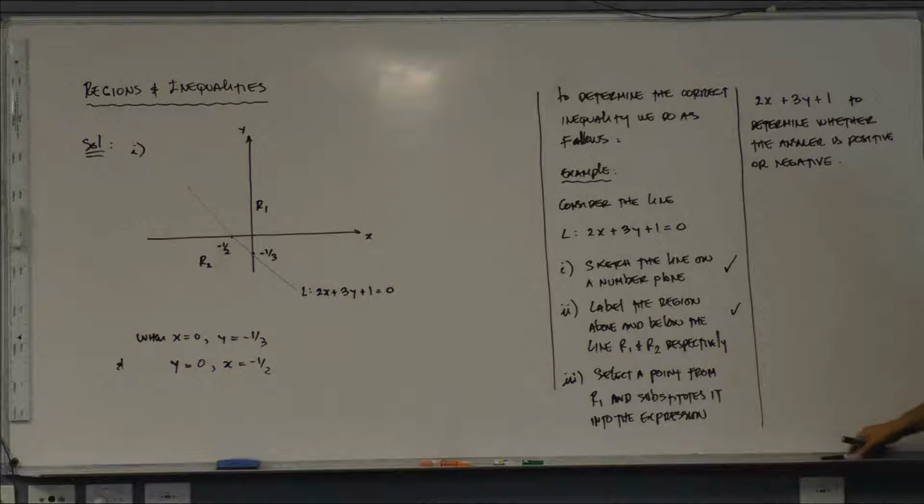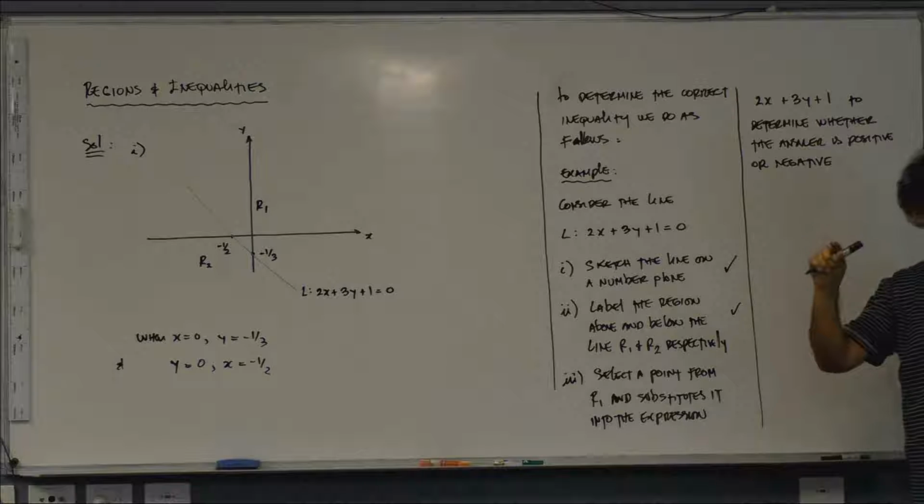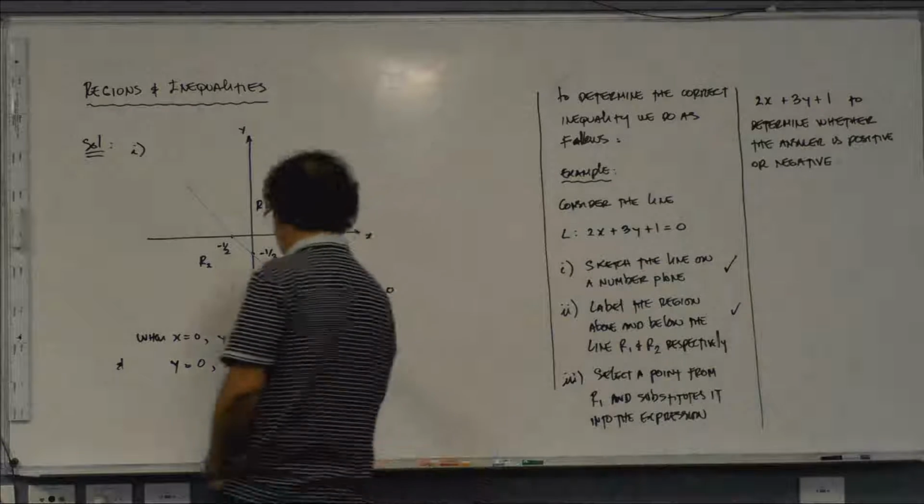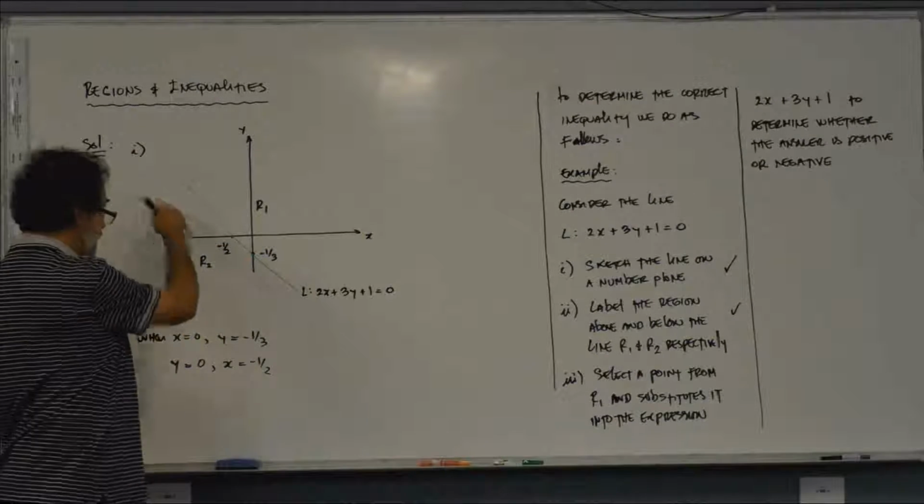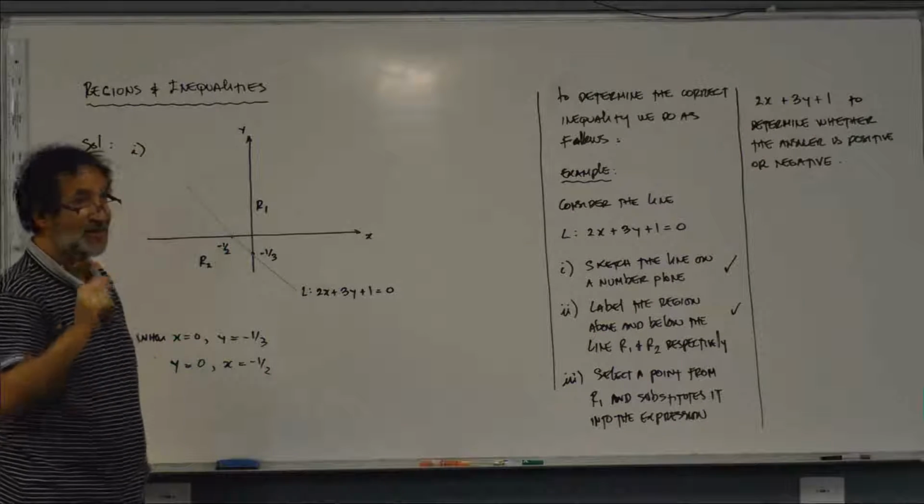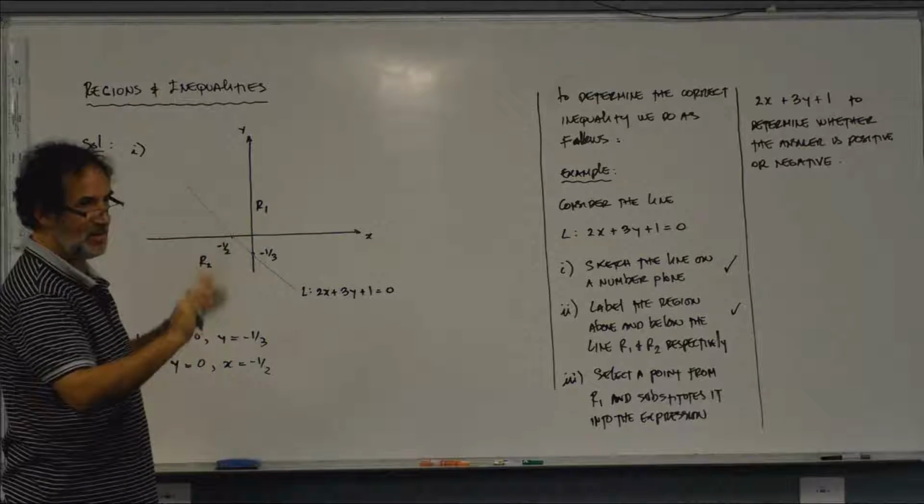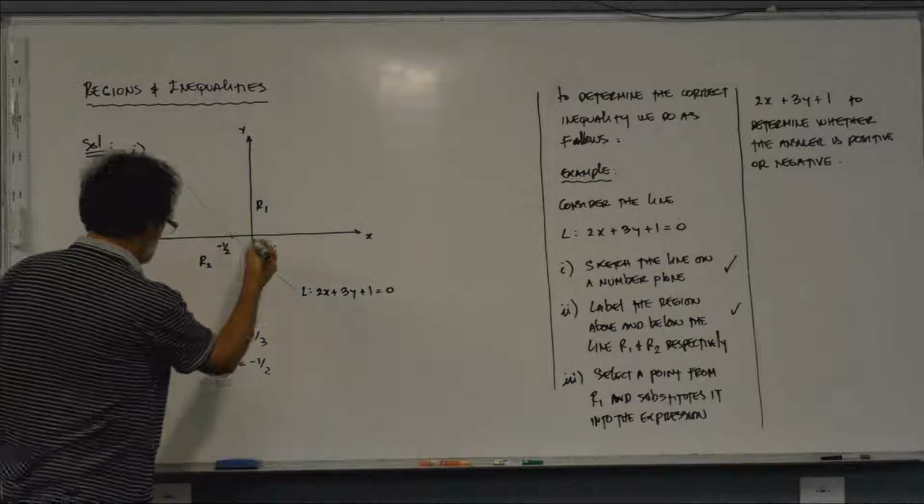The third part: select a point from R1. So we're going to select any point from R1, and then substitute that point and see whether the answer is positive or negative, because that will tell you which one of those inequalities that I showed you before will be satisfied. Now, pay attention to this. If the line doesn't go through 0, 0, that is the point that you are going to select all the time, because it's easier. When you substitute it, it's so easy. So we're going to substitute this point here.